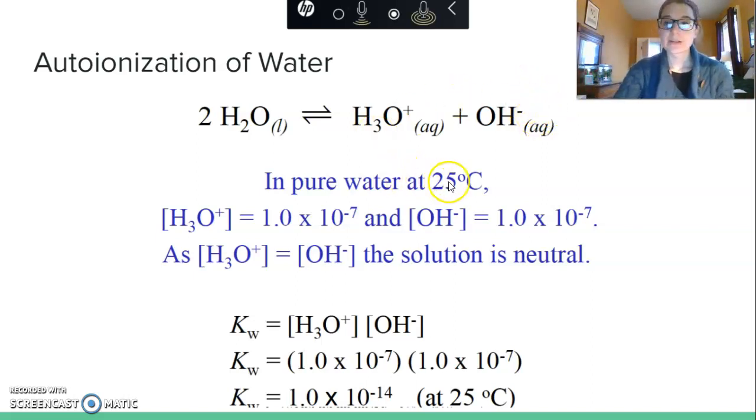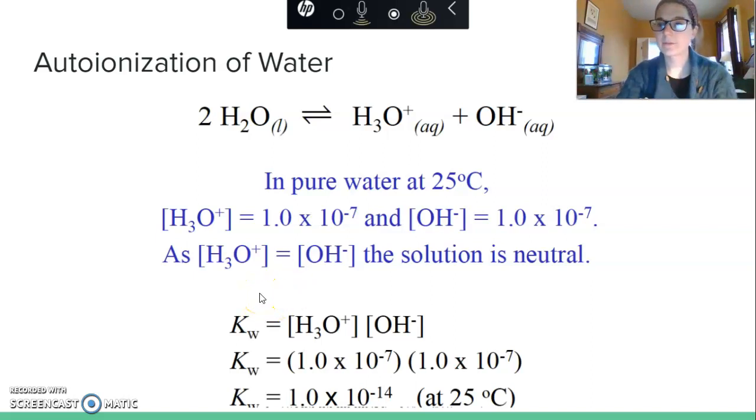So in pure water at 25 degrees Celsius, the concentration of H3O+ hydronium ions is equal to 1 times 10 to the negative 7. And the concentration of hydroxide ions is also equal to 1 times 10 to the negative 7. So they balance each other out. Since the concentration of H3O+ is equal to the concentration of OH-, the solution is neutral. We'll talk a little bit more about the pH scale in a few slides.